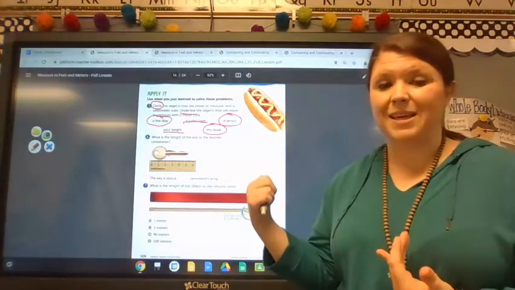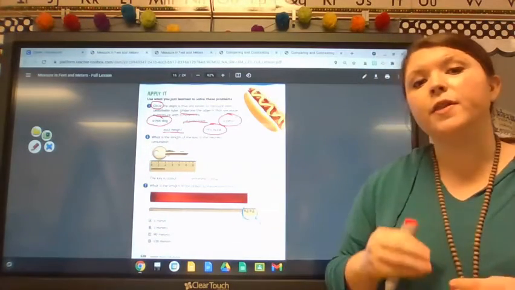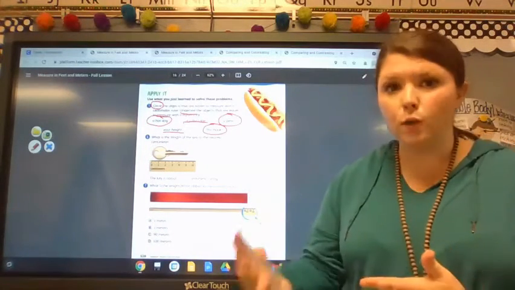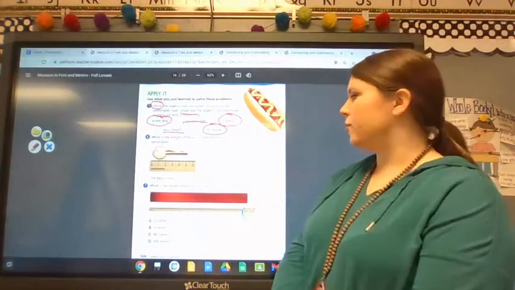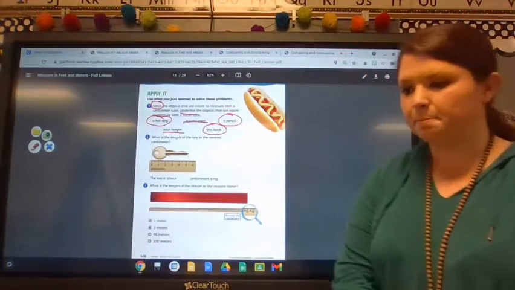All right, now let's go to number 6, and let's see if you can use the measuring tools to measure this key correctly. So we're looking for the nearest centimeter. That means the closest centimeter. Go ahead and measure this key. When you're done, you can go ahead and come back.